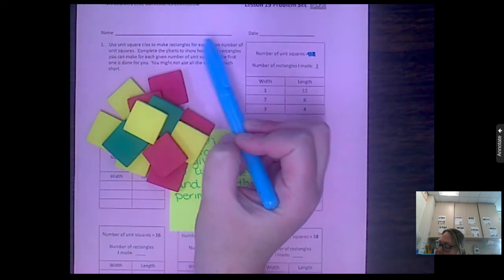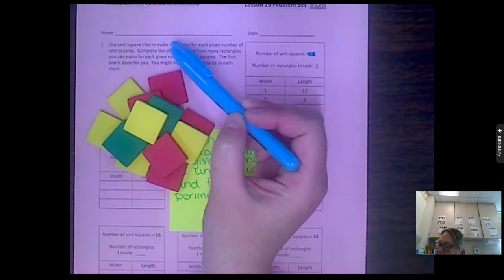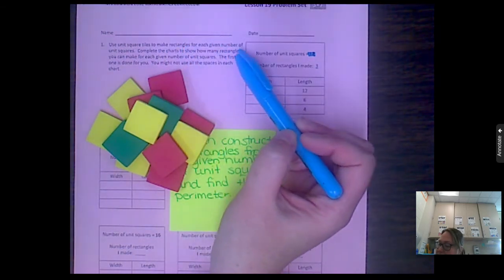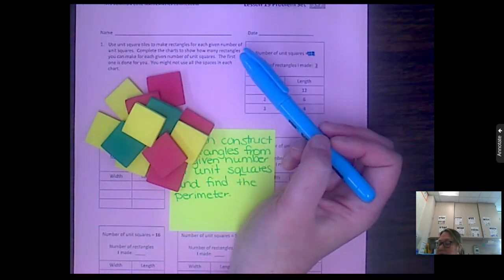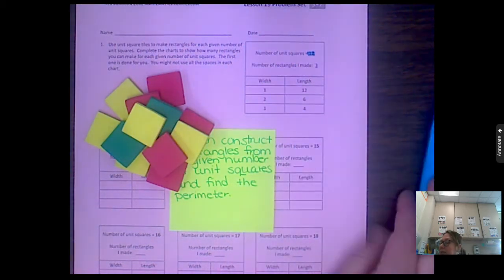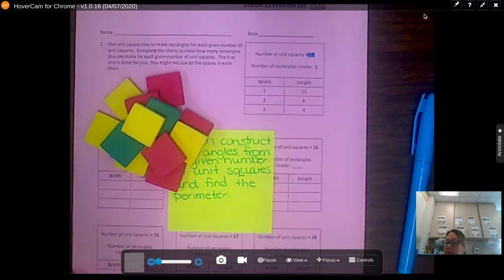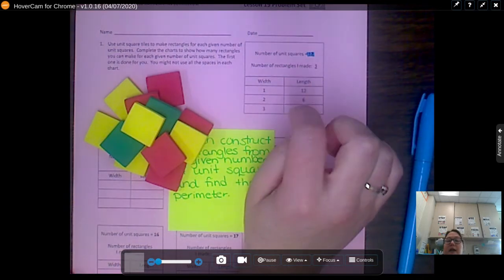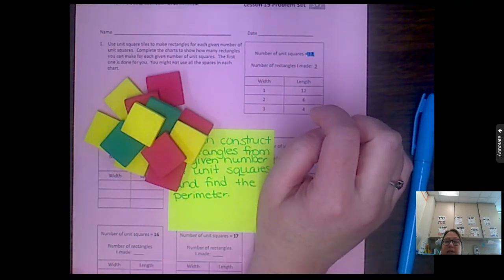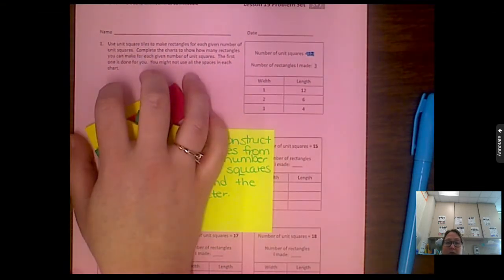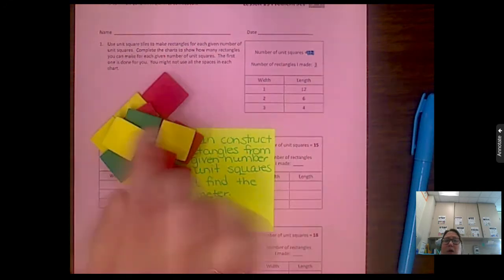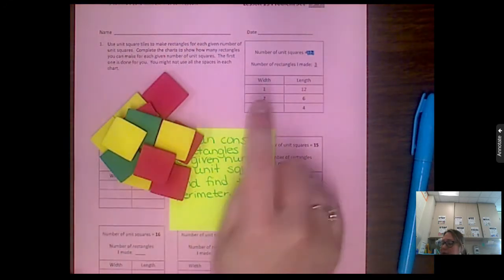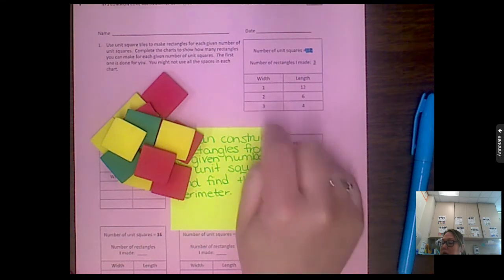And then it says to complete the charts to show how many rectangles you can make for each given number of unit squares. The first one is done for you, which is right here. You might not use all the spaces in each chart. So basically, they gave us an area of 12 or 12 unit squares, and we want to make as many rectangles as we can using 12 tiles. So we can say to ourselves, what times what equals 12? And if I do that, I know that 1 times 12 equals 12, 2 times 6 equals 12, 3 times 4 equals 12, but we can also use our tiles to create that.